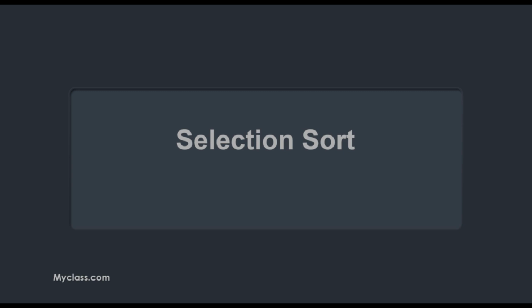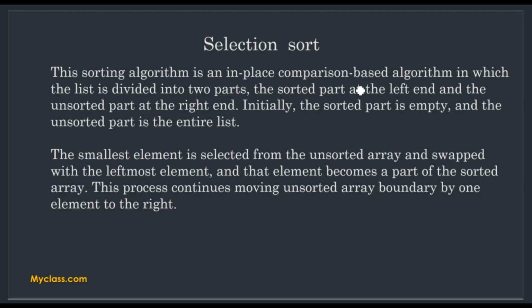In this video, we are discussing selection sort, its concept, its algorithm, and also analyzing the algorithm. So let's start. Selection sort is an in-place, comparison-based algorithm like our insertion sort and bubble sort.